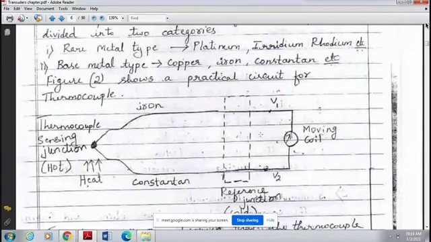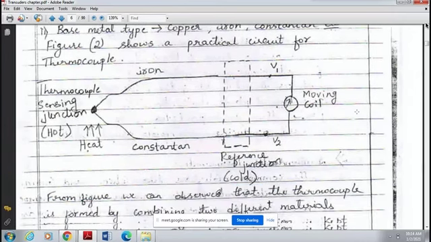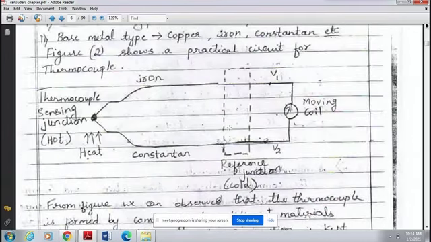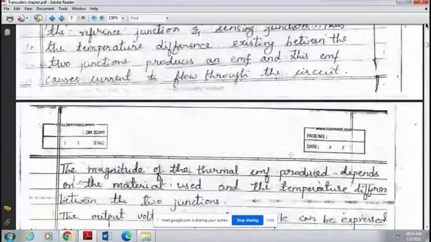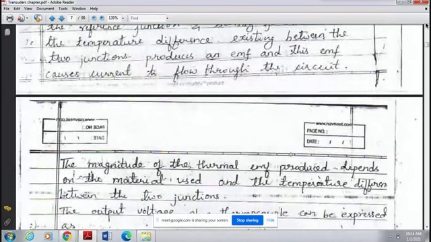Once you have connected the meter and closed the loop, there exists some temperature difference between these two. This temperature difference causes an EMF in the circuit, which makes the current flow in the circuit. According to the temperature difference between these two, the required amount of current flows in the circuit. That current will be indicated in this meter, whatever is connected across the hot and cold junction. So this is how a thermocouple works.